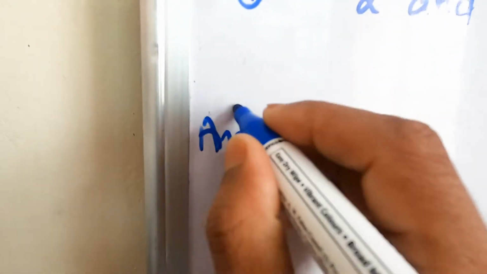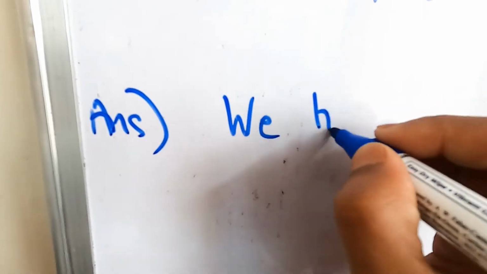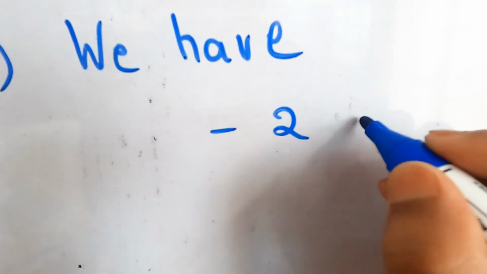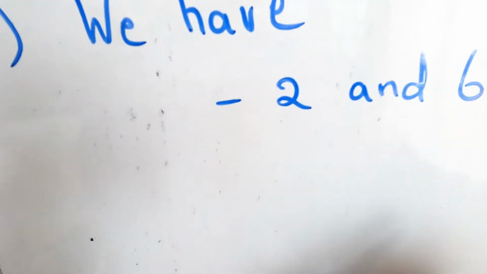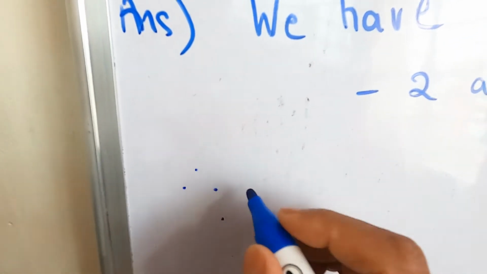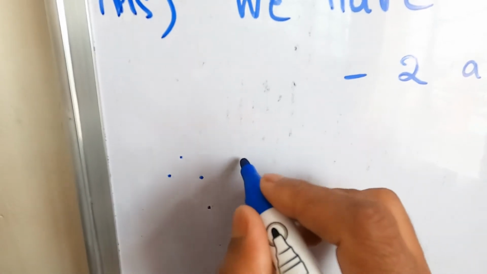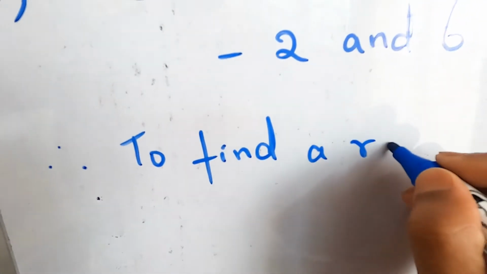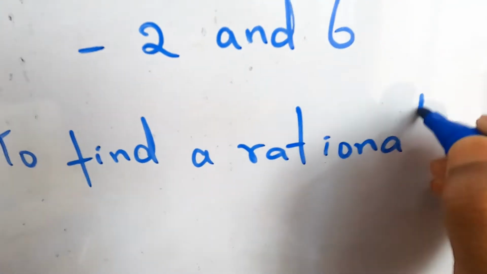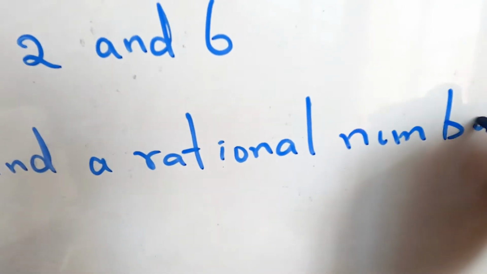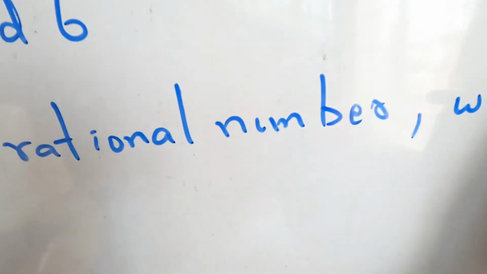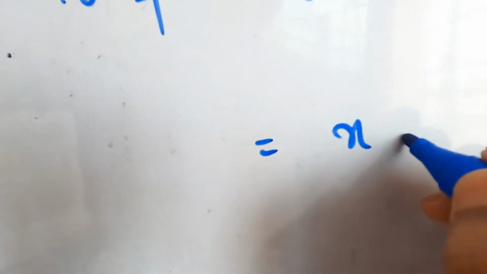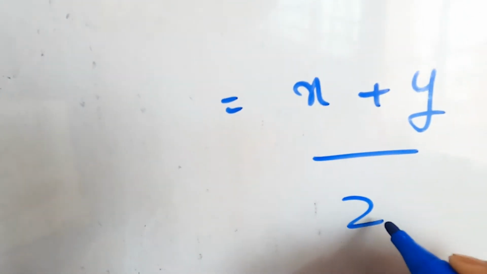Alright, answer. So here you write we have minus 2 and 6. Therefore, to find a rational number we will use this formula x plus y divided by 2.